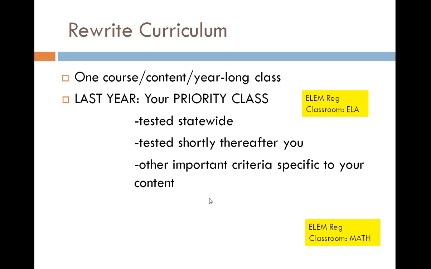There are other important criteria specific to your content area. So maybe you teach Spanish 1, 2, and 3, so you decide that Spanish 1 is your priority class this year and Spanish 2 the next year, etc.